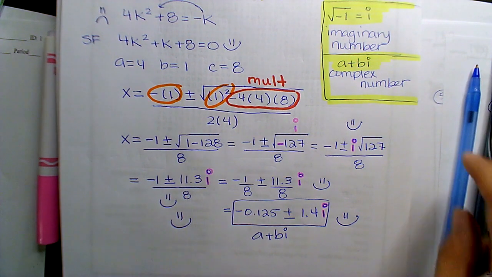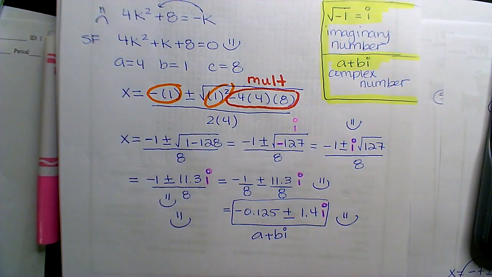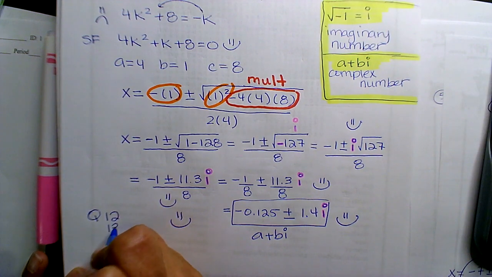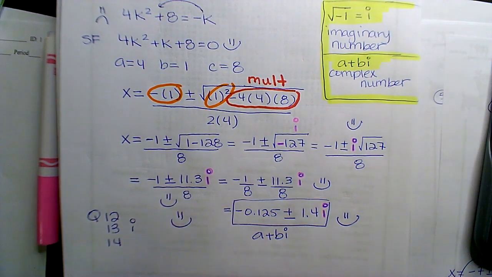The other imaginary ones are, what am I doing? 12, 13, and 14. So questions 12, 13, and 14 have the i's. Okay? So if you get rejected on those, that's why.